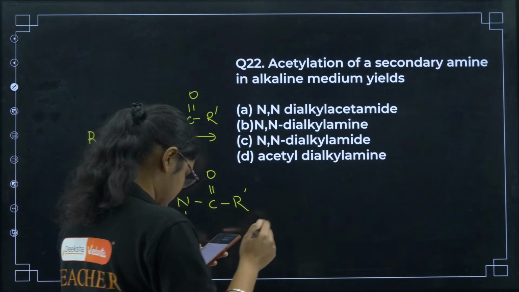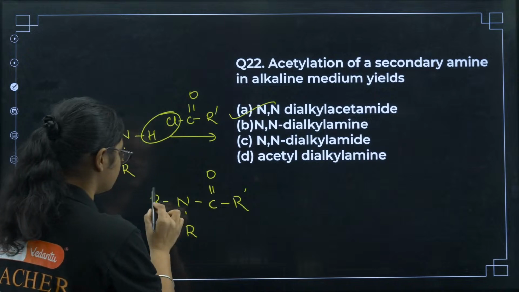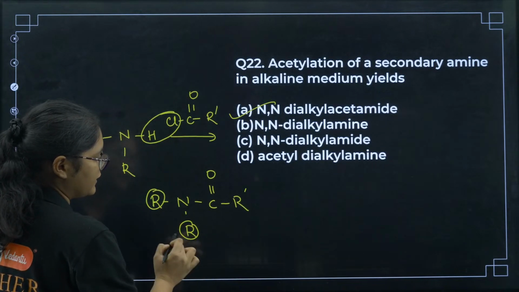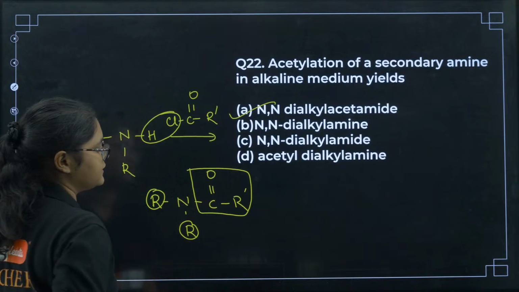So what is the product here? Yes, 22A is the correct answer. N,N, so you can see both the R groups are replaced, right? So N,N-dialkyl, then here we have acetamide group.